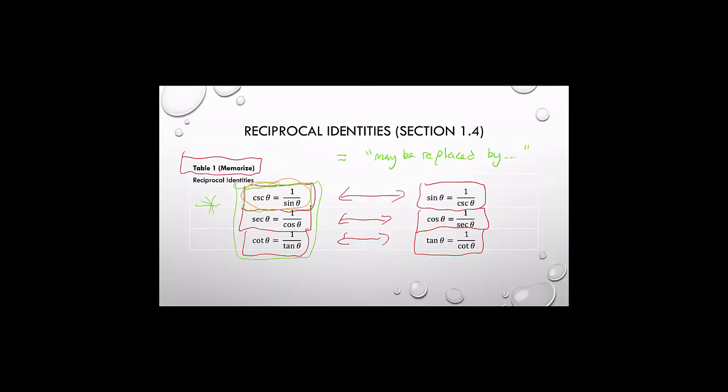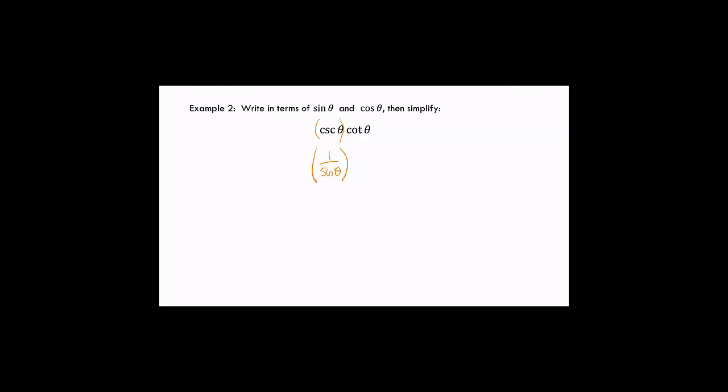So it says write in terms of sine and cosine, then simplify. So cosecant, do we remember what it is reciprocal to? The "may be replaced by" is very key here. That's what the equal sign means in the context of identities. May be replaced by. So I put parentheses around it and simply replaced cosecant by 1 over sine. And cotangent of theta may be replaced by what? Cosine over sine, right? Multiply across the top and multiply across the bottom.